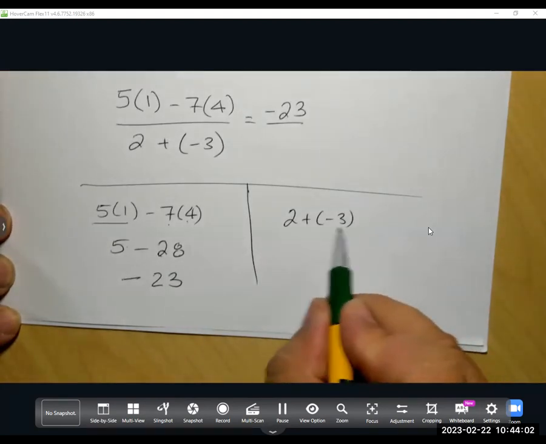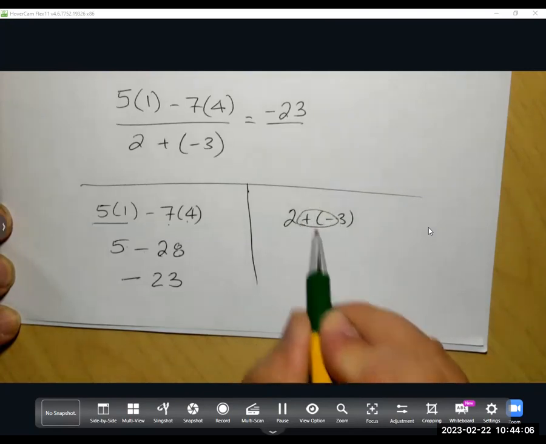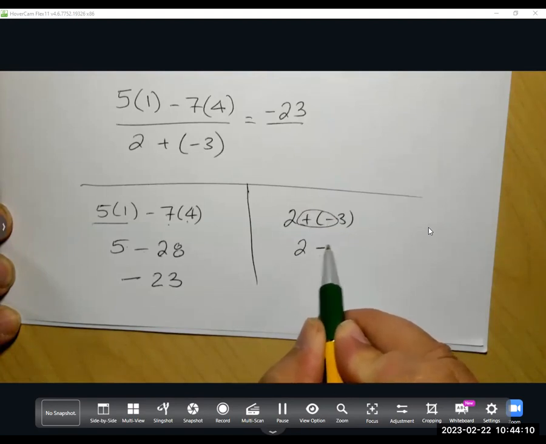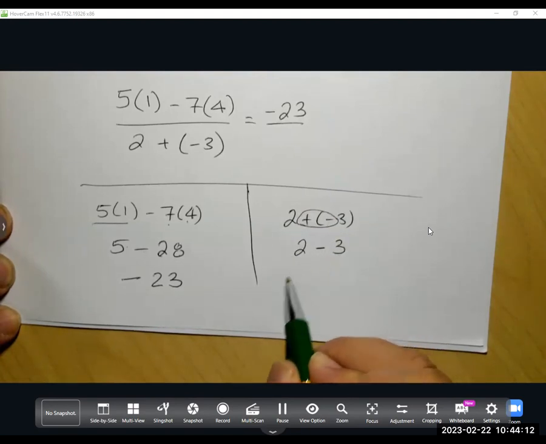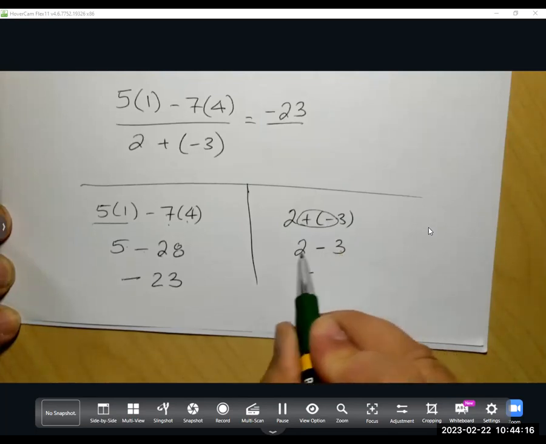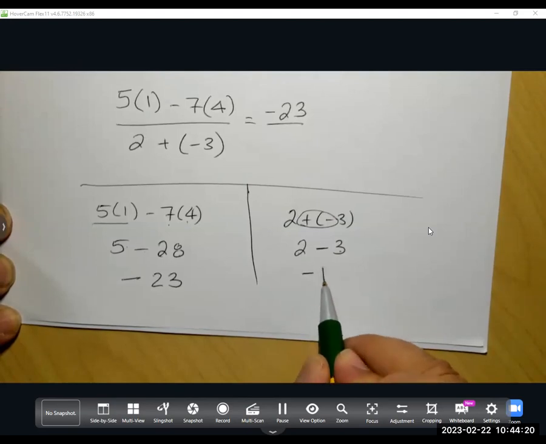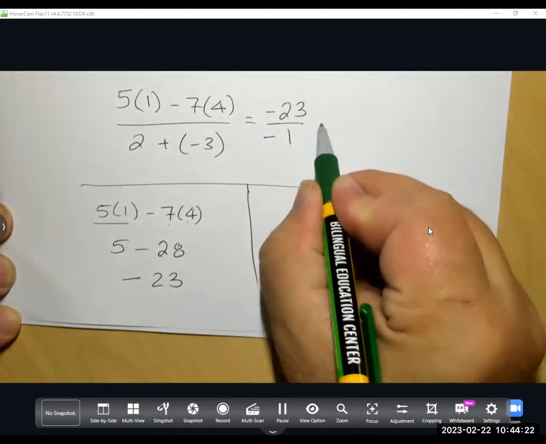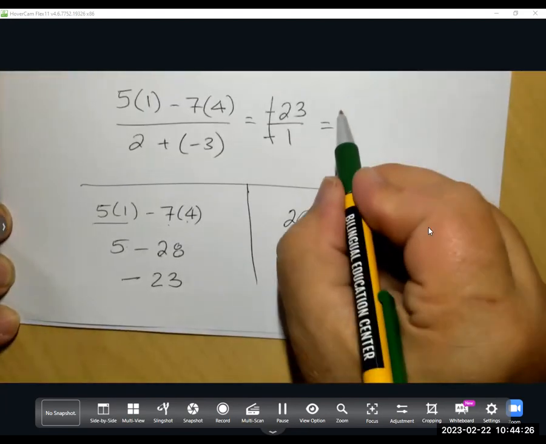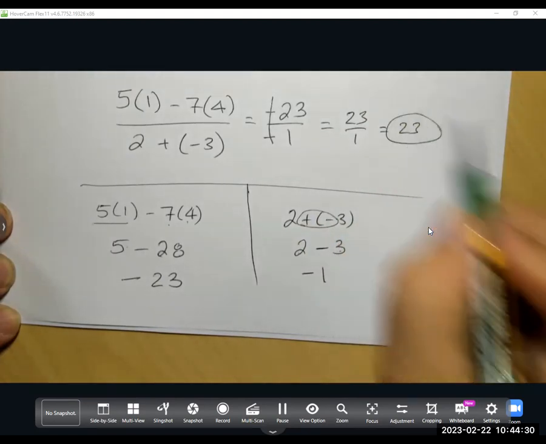Bottom, you can't do anything in parentheses, so what do we do next? Signs. Positive and negative becomes a negative. 2 minus 3 is positive or negative? Negative, because 3 is bigger than 2, it's negative. 3 minus 2 is 1. Negatives cancel each other. 23 divided by 1 is 23.